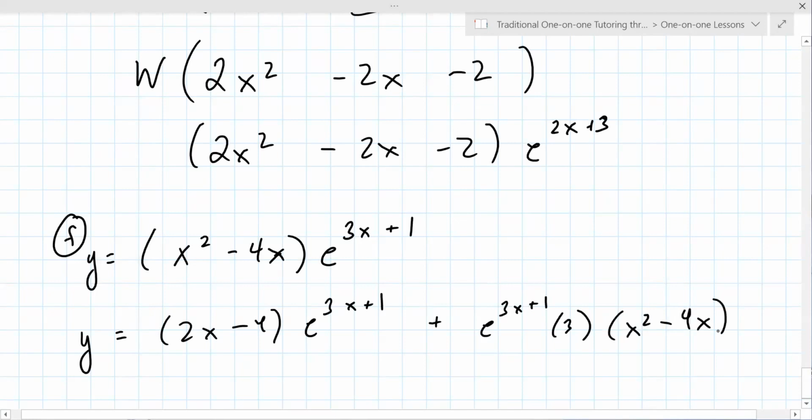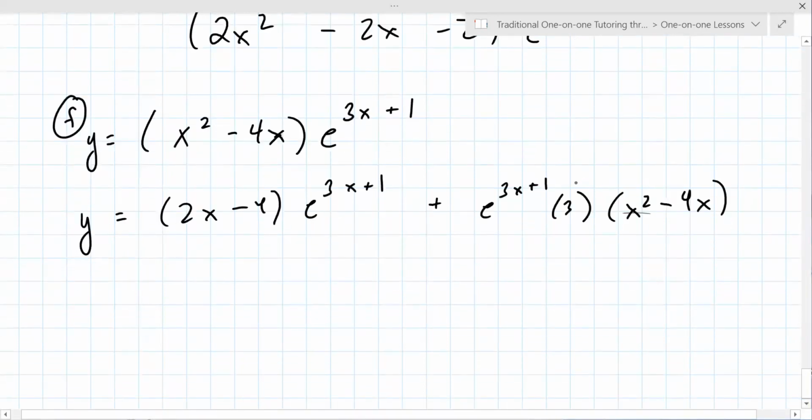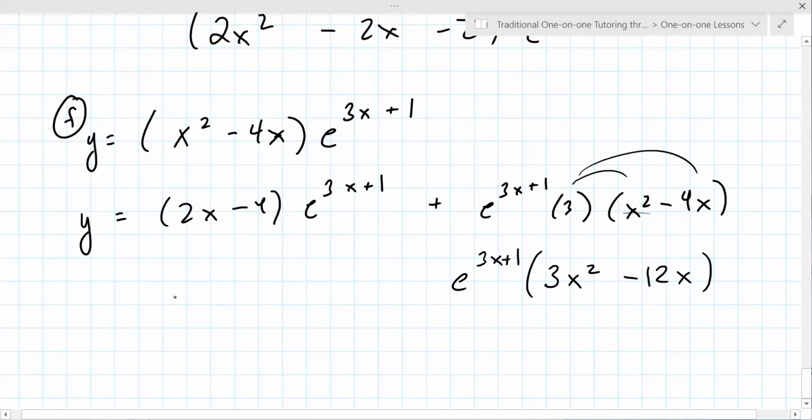Perfect. Okay. Now, if you look back in your notes, you'll see that these are switched, but it's correct the way you had it, just in case you wonder why it's different here. So you want to distribute this 3 to both: 3x squared minus 12x. And you have this 2x minus 4 e to the 3x plus 1.